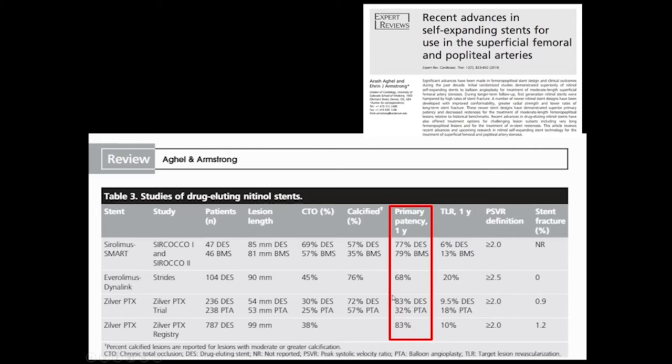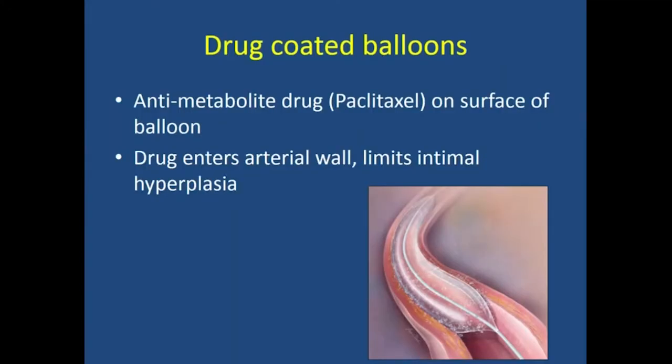They did do a post-hoc analysis versus bare metal stent, although the study was not designed that way, and it suggested that the drug-eluting stents are better than bare metal stents. So still not a whole lot of data on drug-eluting stents, but probably better than plain stents if you have paclitaxel in the stent. The current rage are drug-coated balloons, and this seems to be maybe the best answer at this moment.